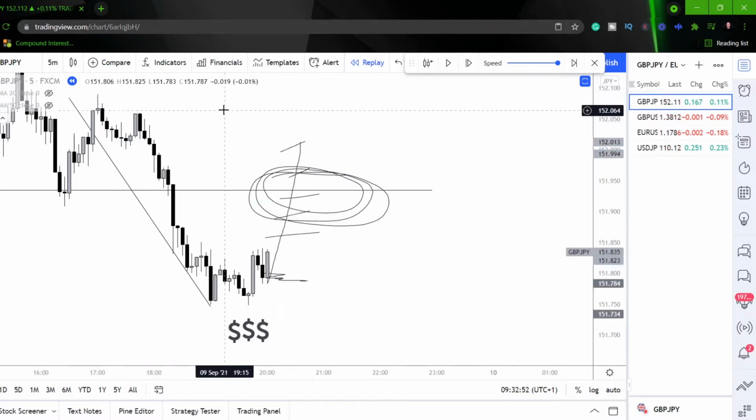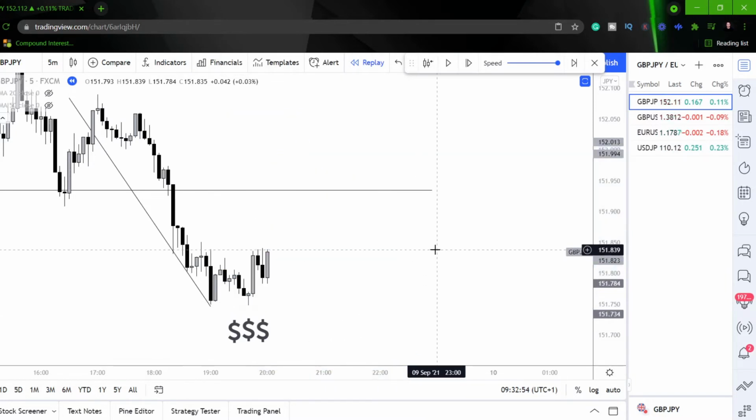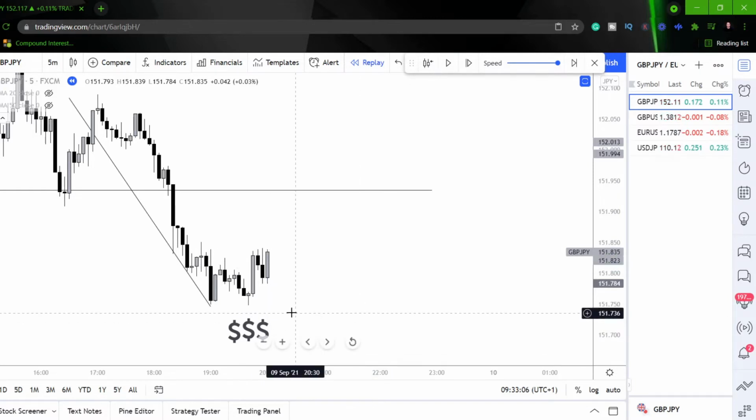So if we're trading with a large sum of money, hypothetically speaking, we need to buy where there's a lot of liquidity.